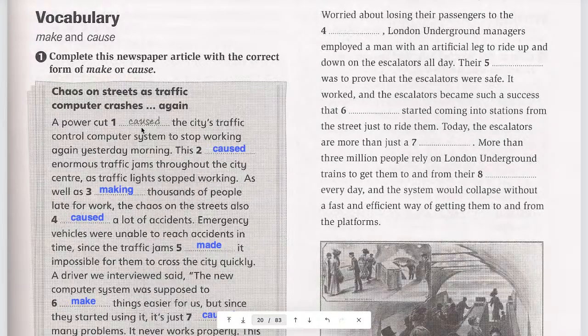Of course, this is in the past, because that is yesterday morning, right? But why do we need to use caused and not made? Why is that? No, that's not it. Last time we learned about that already. You can open the student book. Page 34.